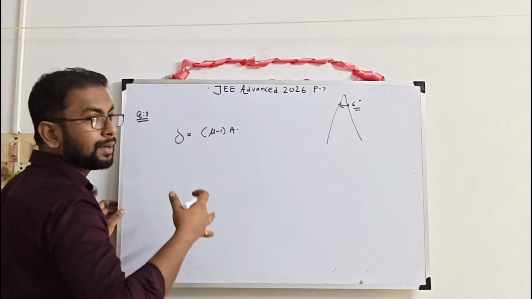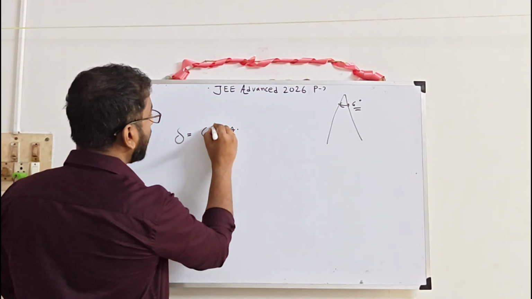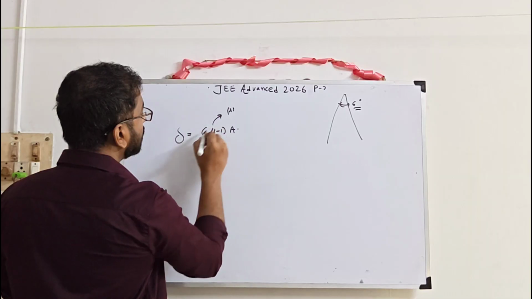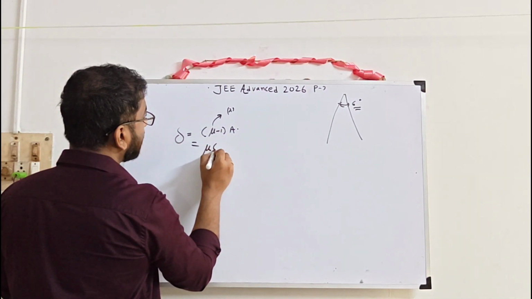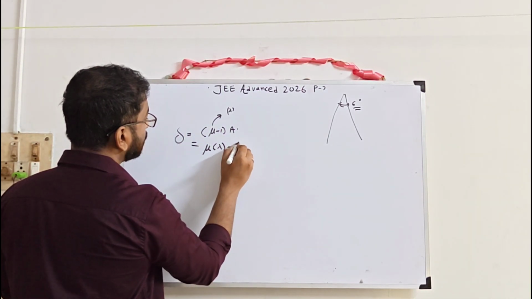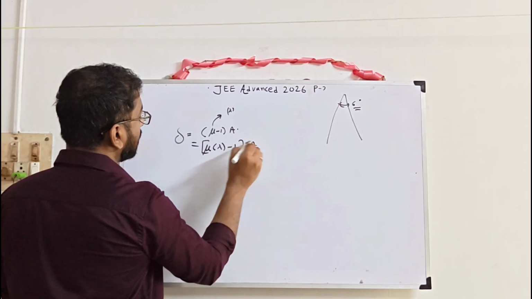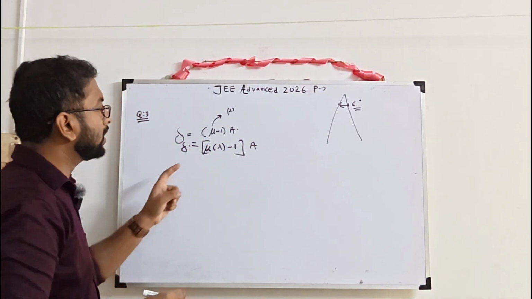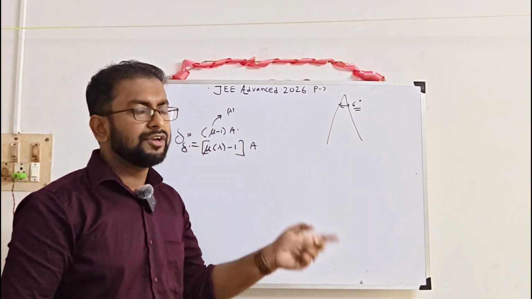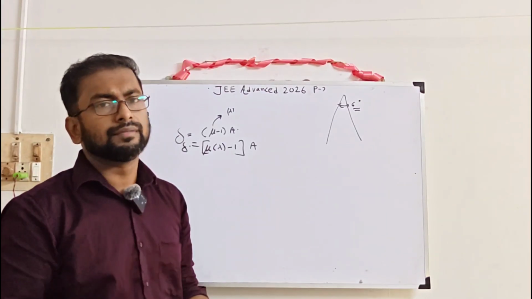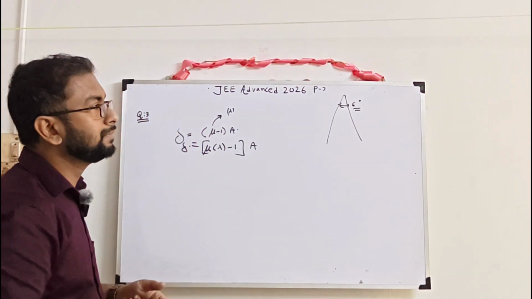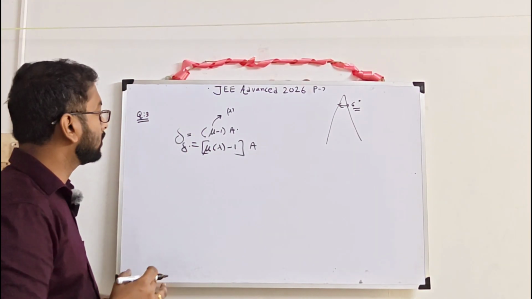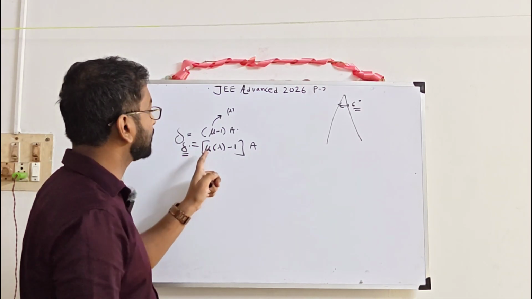But the deviation you have to make minimum, and mu here is a function of lambda, so we will write mu directly as a function of lambda, minus 1, A. So with wavelength, the refractive index of the prism is varying. It has different sensitivity to different wavelengths. Delta, which is the deviation, is also a function of lambda.